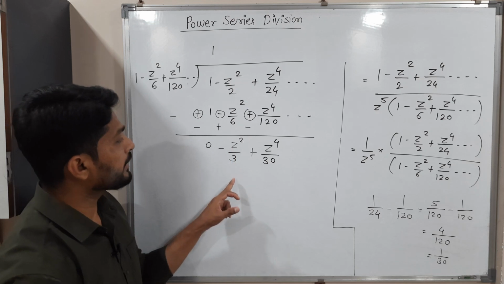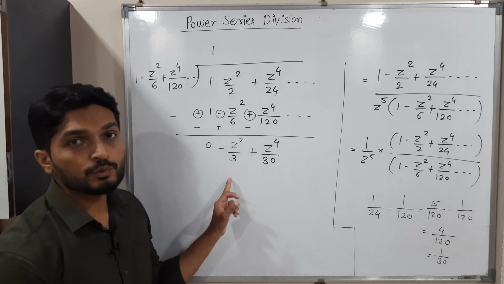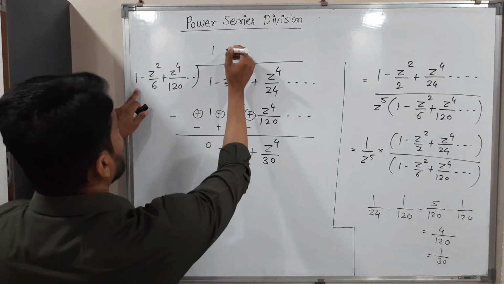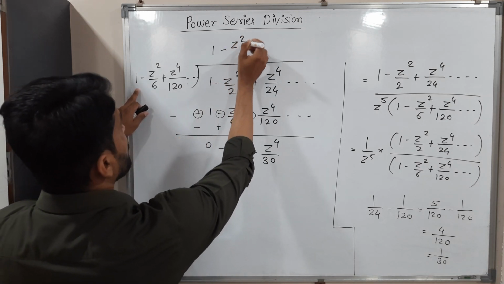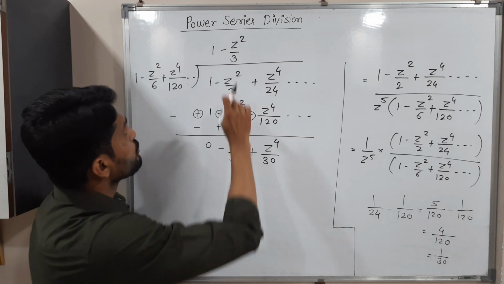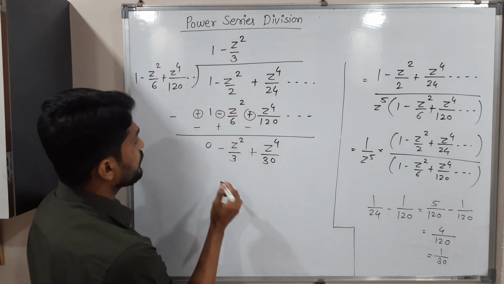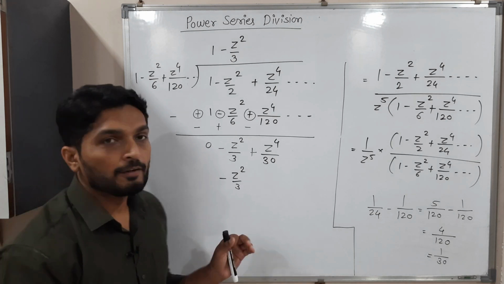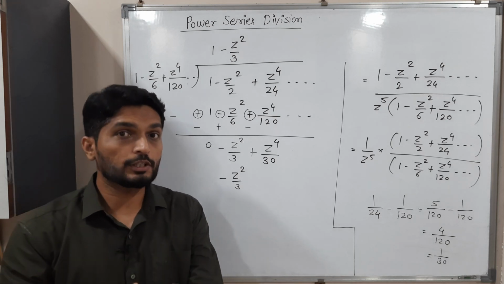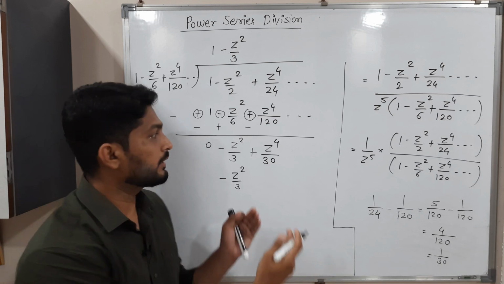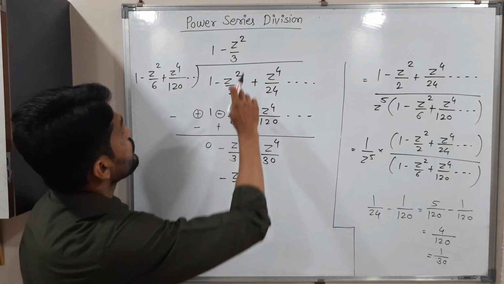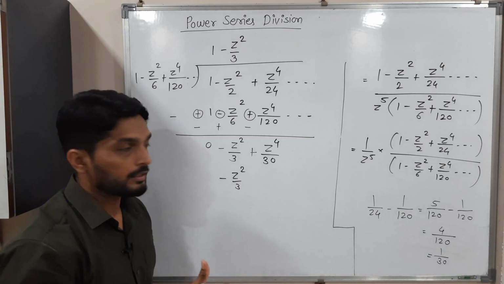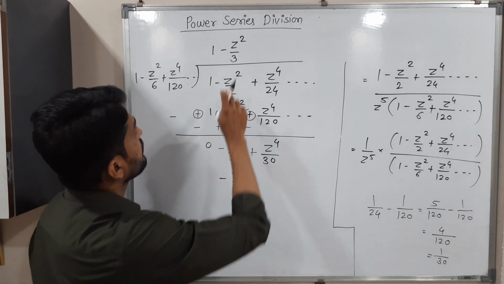Now minus z square by 3 we need to bring here. So for that I should multiply 1 by minus z square by 3. So minus z square by 3 into 1, you will get the same, minus z square by 3. At each and every step we need to take care of just the first term only, and after that we will find the remaining terms. Okay. That means we are done. We should have the same term and we have got it.